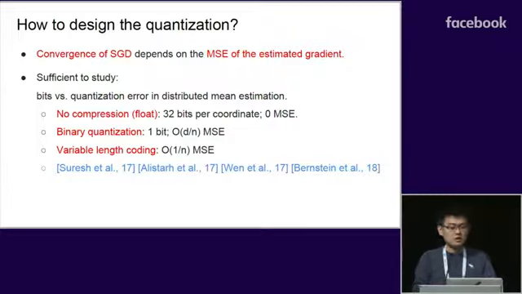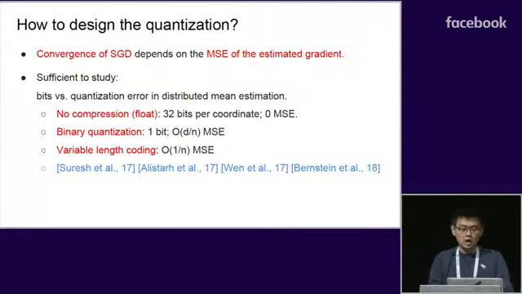Since the convergence of SGD depends on the mean squared error of the estimated gradient, in order to understand how to design the best quantization algorithm, it is sufficient to study the bits versus quantization error trade-off simply in the distributed mean estimation setting. For example, if you do not do any quantization and assuming float, then we need 32 bits per coordinate, leading to zero mean squared error. And a simple binary quantization will give you 1 bit per coordinate and mean square error on the order of d over n. And during the past 2 years, there have been multiple papers improving the results.